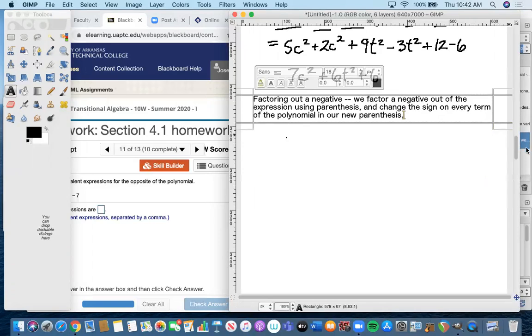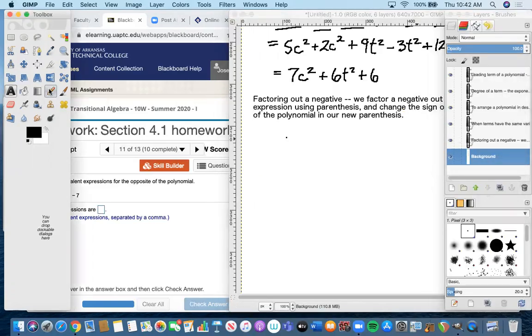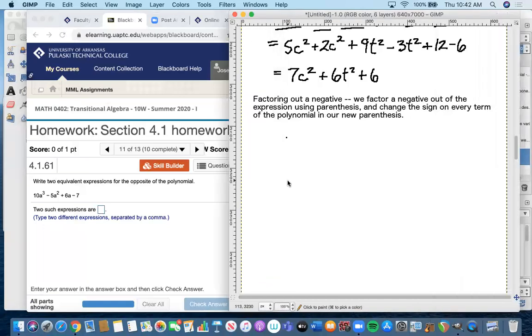Okay. So now here's what we're going to do. We're looking at number 11. They give us 10a to the third minus 5a squared plus 6a minus 7. And they say write two equivalent expressions for the opposite of the polynomial. So the first thing we're going to do here is factor out a negative. The opposite of the polynomial means factor out a negative.